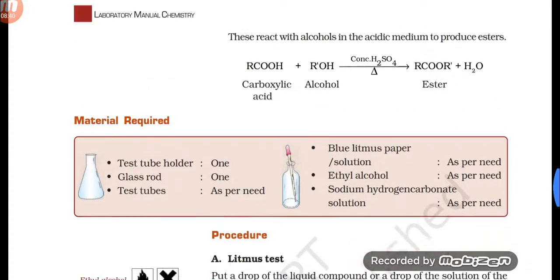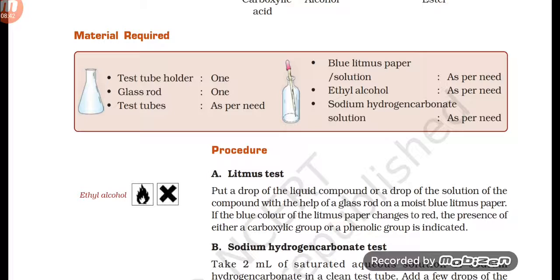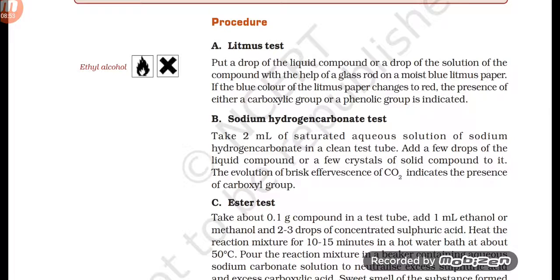So what is the material required? You need a test tube holder, a glass rod, some test tubes as per your need, blue litmus paper, solution, ethyl alcohol and sodium hydrogen carbonate solution. So what is the procedure? Put a drop of the liquid compound or a drop of the solution of the compound with the help of a glass rod on a moist blue litmus paper. If the blue litmus paper changes to red, then the presence of either a carboxylic group or a phenolic group is indicated.